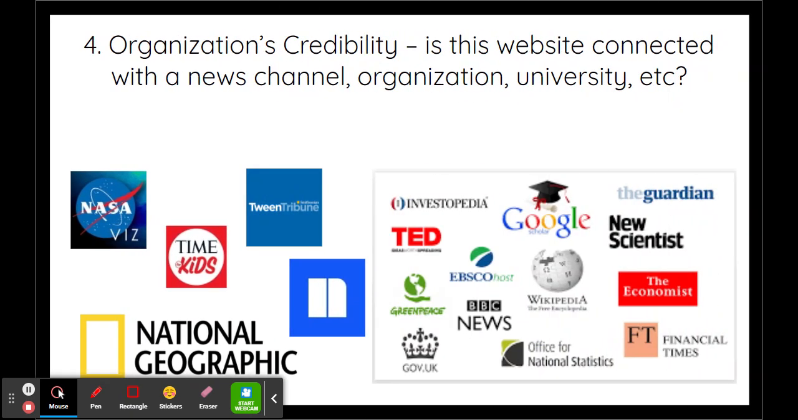And then number four, make sure you look at the organization's credibility. Is the website connected with a news channel, an organization, or a university? If it's from a university, it'll end in .edu, and that's usually, well, it's always trusted or trustworthy. If it ends in .org, if it's National Geographic, if it's NASA, if it's Google Scholar, here's some other examples of scholarly and organization credibility that you can use.